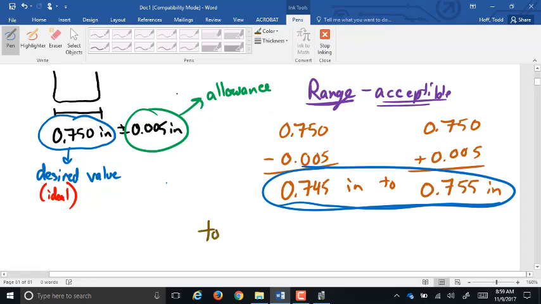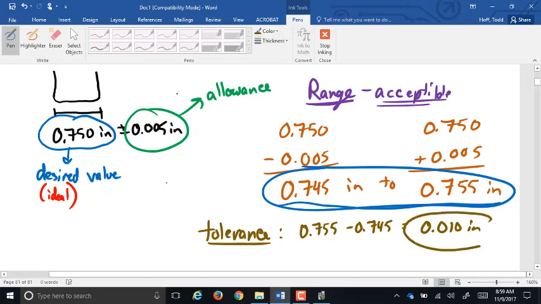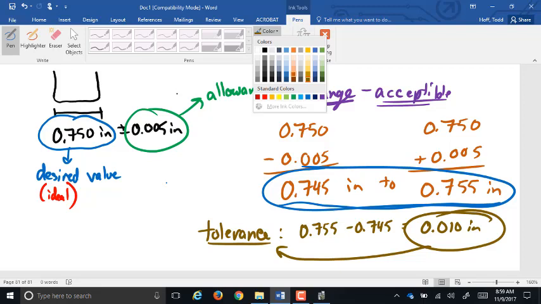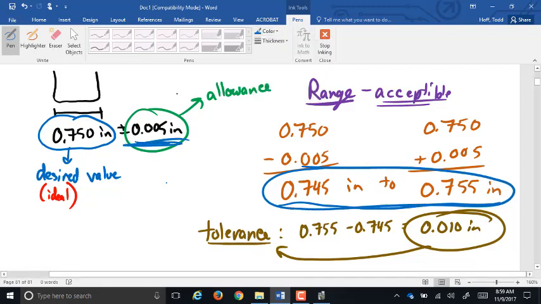The tolerance then is the size of that range. The tolerance would be found by doing the 0.755 minus 0.745, which equals 0.010 inches. That's the tolerance. In most cases, the tolerance is just going to be double the allowance. 0.005 is our allowance, plus or minus 0.005. The tolerance is 0.01.